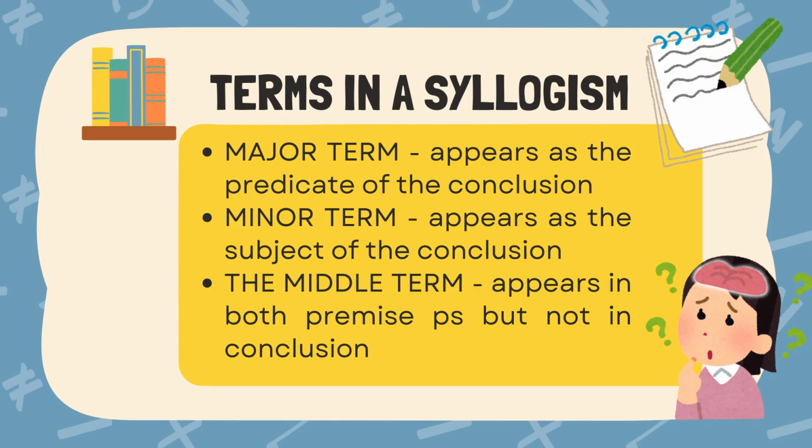A categorical syllogism contains 3 terms, each used twice. First, the major term appears as the predicate of the conclusion. Next, the minor term appears as the subject of the conclusion. And lastly, the middle term appears in both premises but not in the conclusion. Here are 5 examples of the terms of categorical syllogism.